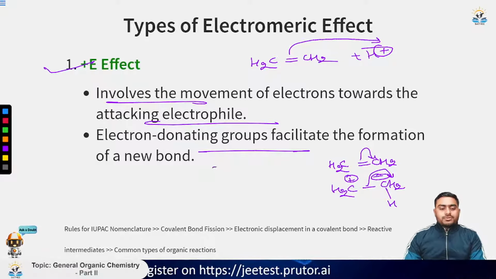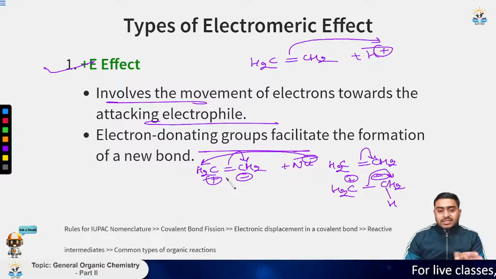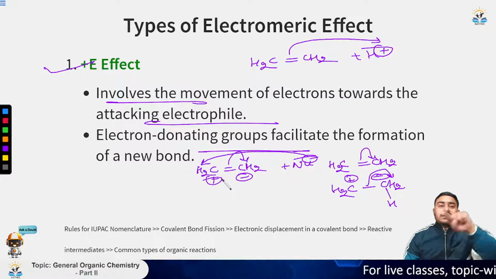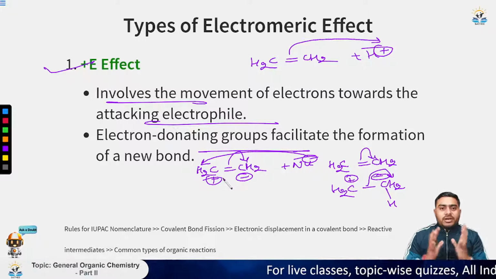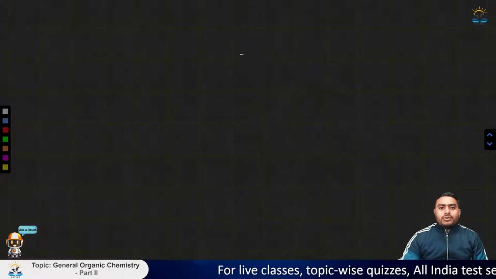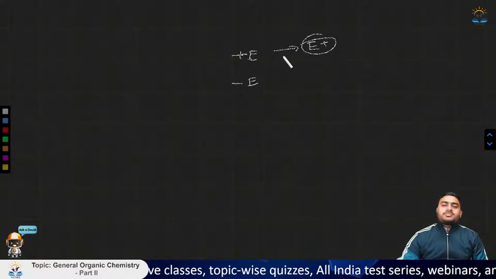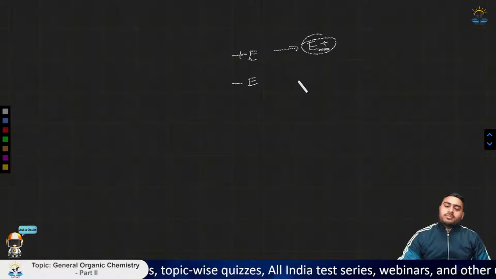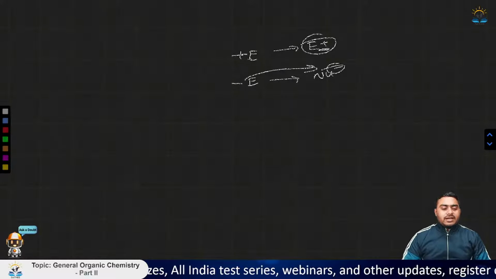Suppose CH2 double bond CH2, and a nucleophile comes, and suppose the electron density is moving like this, making this negative. The nucleophile will attack this carbon because it will get positive. So the electron density is moving to the right side, but the nucleophile is attaching to the other carbon, not the carbon which is getting the electron density. So how can you learn the plus E or minus E effect? In the case of an electrophile, positively charged, it is plus E. In the case of a nucleophile, it is minus E. I hope you are getting it.